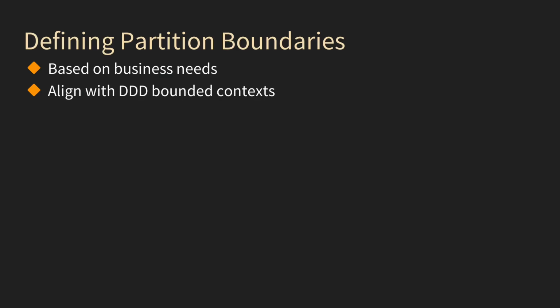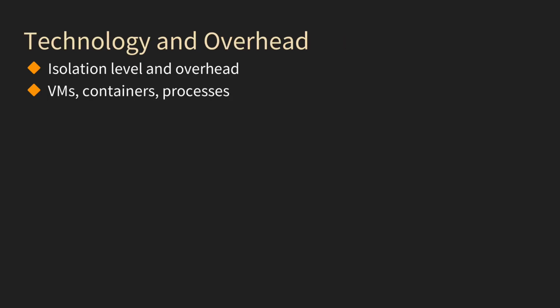Partitions should be defined based on business and technical requirements. In DDD, partition boundaries should align with bounded contexts. Consider the level of isolation and overhead. Options include VMs, containers, or processes. Containers often offer a good balance. Message queues can serve as bulkheads.